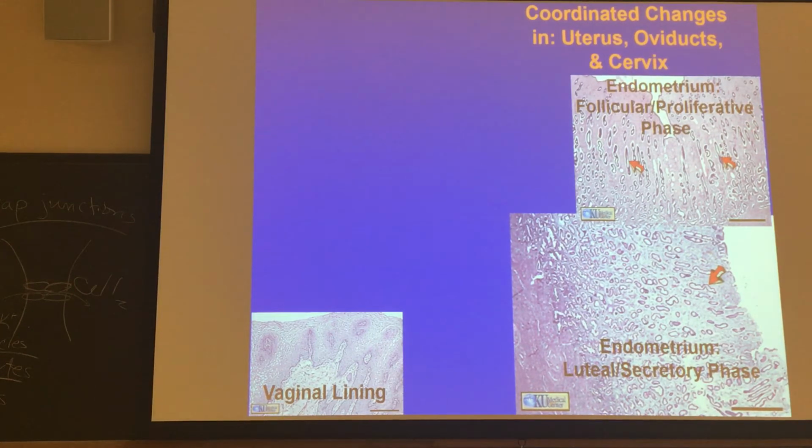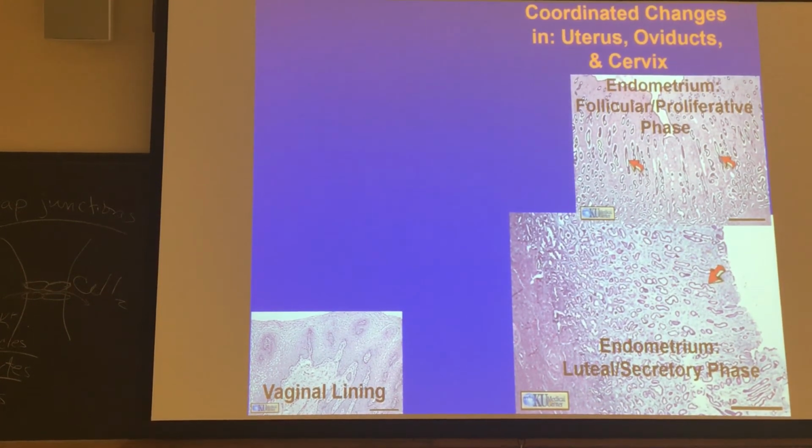Once progesterone starts being made, the structure of that mucus in the cervix changes and becomes much more tacky, much more sticky, so sperm have a lot more difficulty trying to pass through that area.